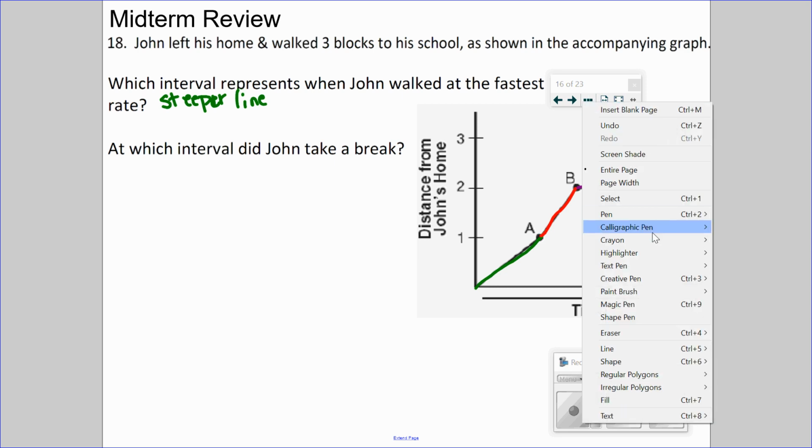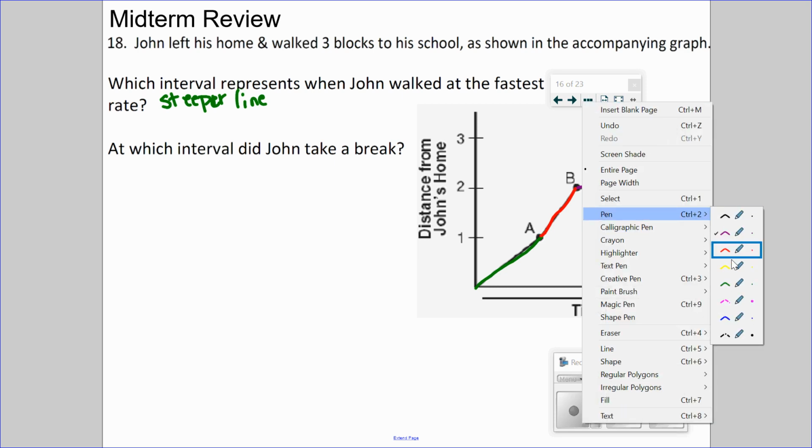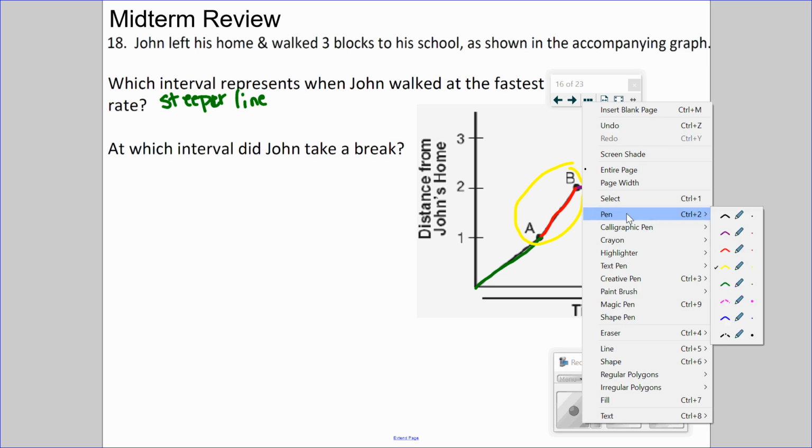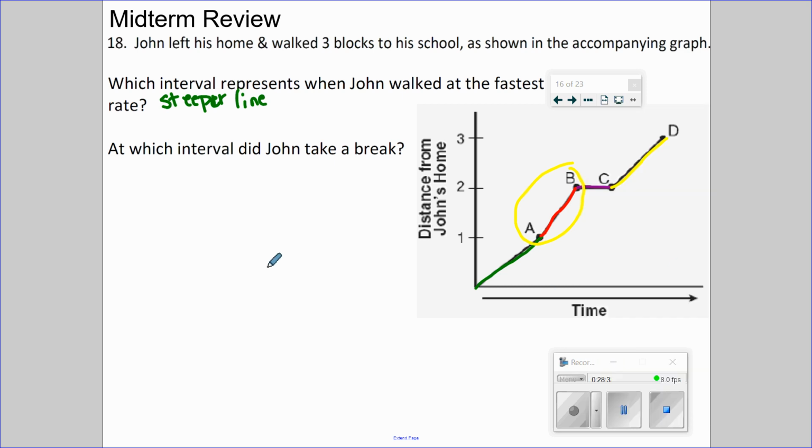And then we have C to D. So let's say C to D. Let's put a little line on that. Okay. I think this is where he was moving the quickest. It's steeper. So it's interval A to B. So when was he moving the quickest? Interval A to B.